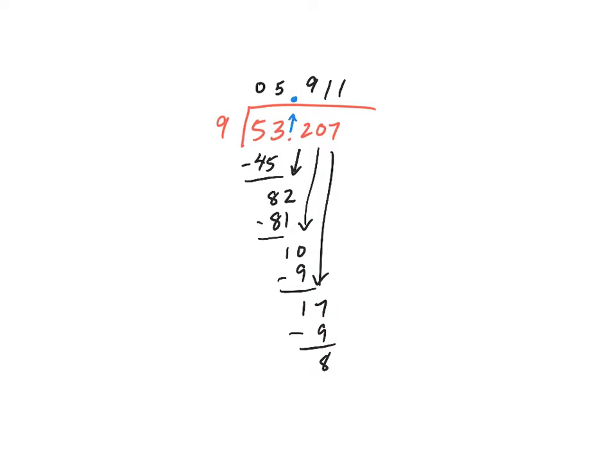I can continue with this problem, or I can stop right here and assume that 5 and 911 thousandths is accurate enough for whatever my purpose is of doing this problem. If I want to continue, I'll need to place another 0 here, bring it down, and keep going.